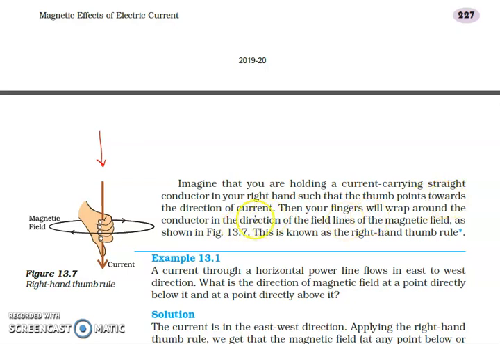Imagine that you are holding a straight current carrying conductor in your hand such that the thumb points towards the direction of current. Then your fingers will wrap around the conductor in the direction of the field lines. So this is how we calculate the direction of field lines. This is known as the right hand thumb rule.